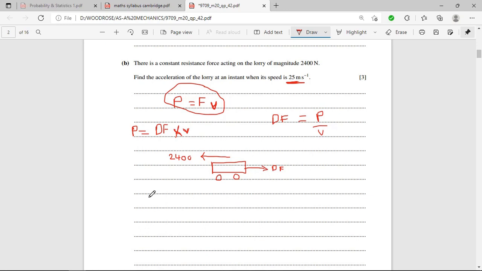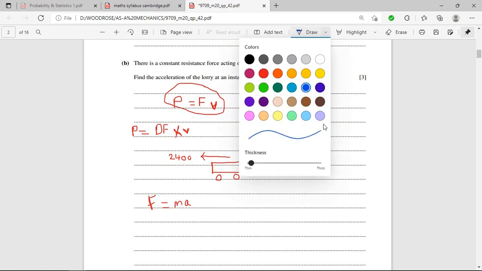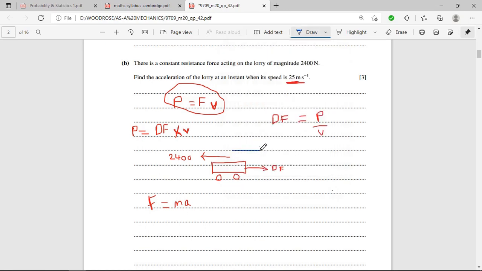So you know Newton's second law states that F equals ma, where F is the resultant force. So this roll has two forces here, the driving force and the resistive force. And since the roll is moving in the direction of the driving force, our acceleration will be in this direction, meaning the driving force is greater than the resistive force.